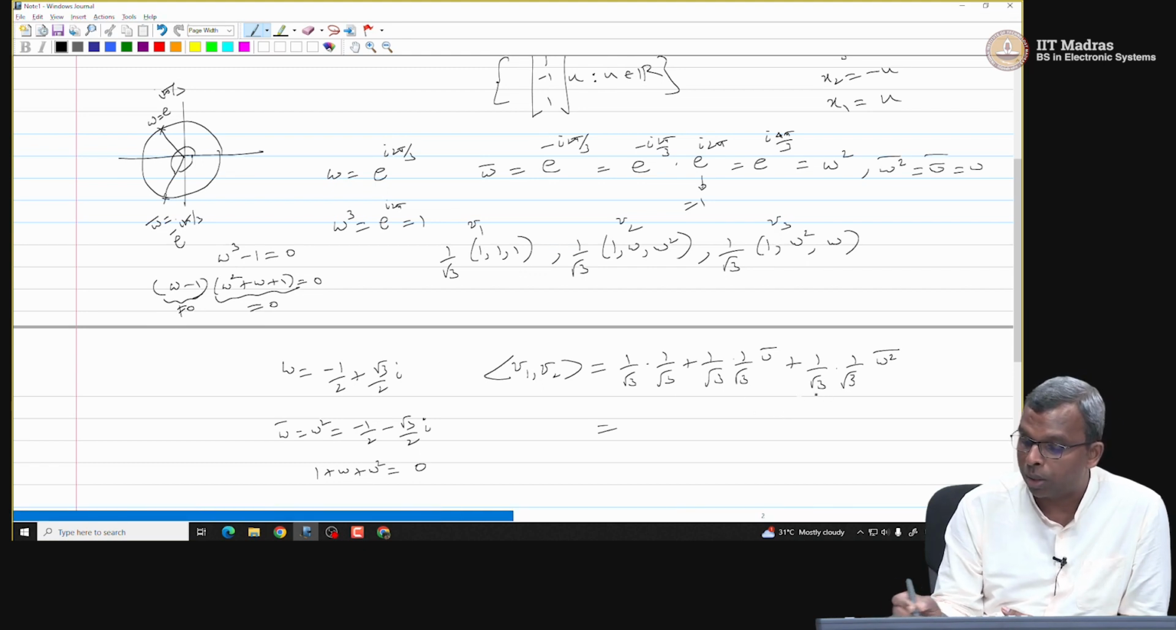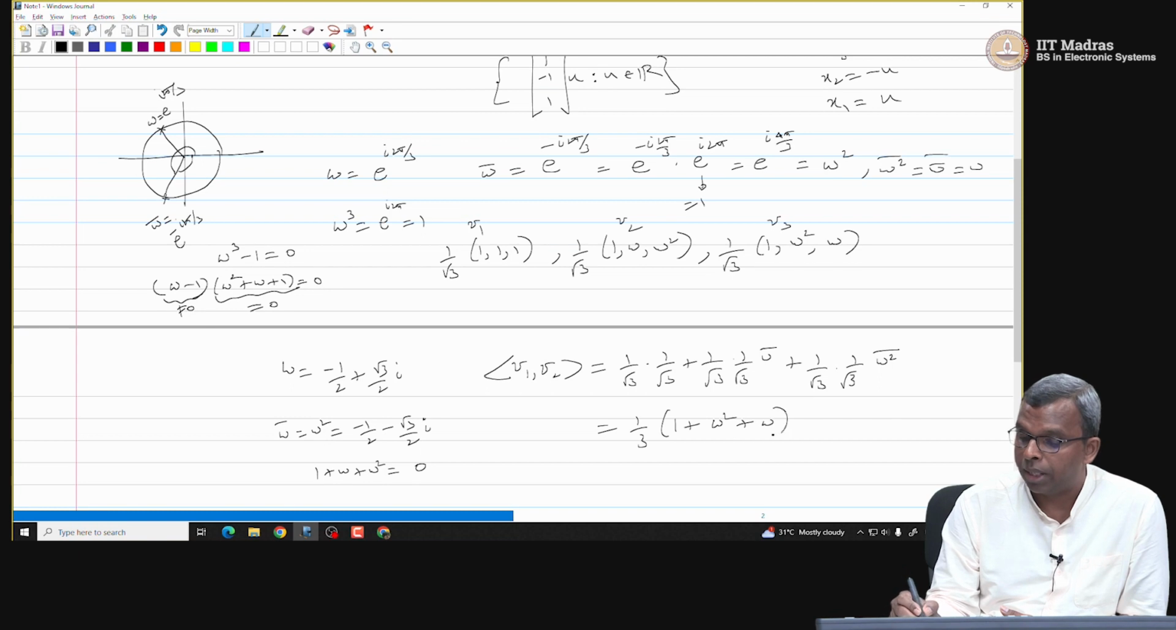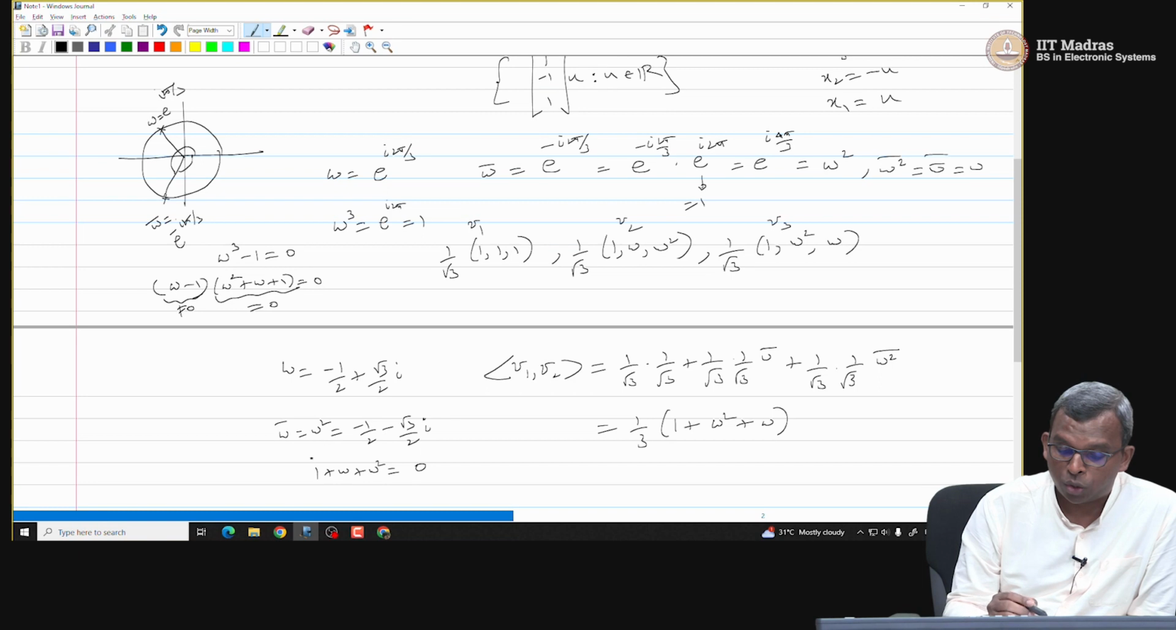If you pull out the 1 by 3 common, you get 1 plus omega bar, and omega squared bar is just omega, so you get 1 plus omega squared. I have a little argument to show why 1 plus omega squared is 0. Omega is minus half plus root 3 by 2 i, omega squared is minus half minus root 3 by 2 i. So 1 plus omega plus omega squared is 0.